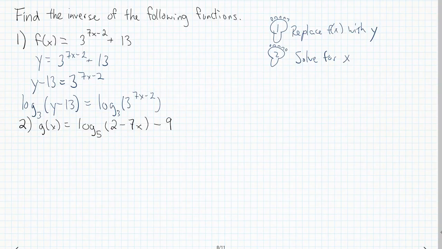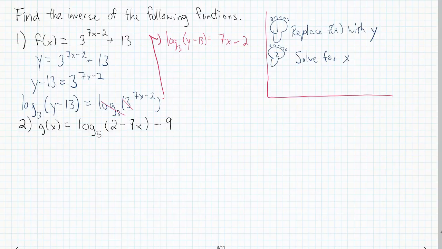The reason is we're trying to solve for x, so this allows those two pieces to cancel right there. Let me box this off and we'll get the third step in there too. Moving forward, we have log base 3 of y minus 13 equals, now it's just 7x minus 2. Now we can add 2 to both sides, so log base 3 of y minus 13 plus 2 equals 7x.